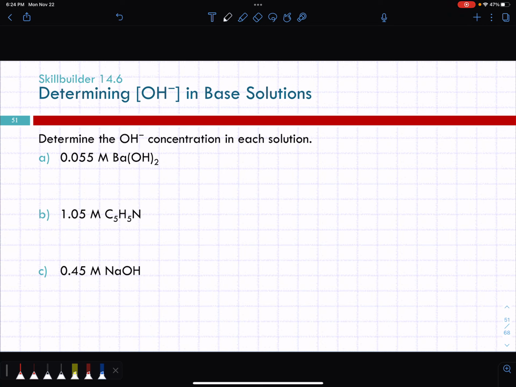So similar to the other question, determine the OH minus concentration for each solution, right? So for strong acids, we're going to get complete ionization. Strong bases, complete ionization. For weak bases, partial ionization. And then for strong or weak, is A a strong or a weak base? Strong base. So our hydroxide concentration is going to be 0.055 molar OH minus.